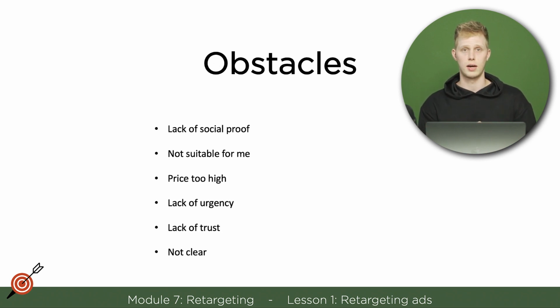But beside that, people can have obstacles on why they didn't buy the first time. And here I just listed a couple obstacles that people can have, such as lack of social proof. They think it's not suitable for them. Maybe the price is too high or the perceived value is too low. Lack of urgency. They thought, well, I'm going to think about this. Lack of trust. It's not clear on the shipping or things like that, or not clear how the product works, and again, maybe you think it's not suitable for them. So there can be all kinds of reasons why someone didn't buy from you.